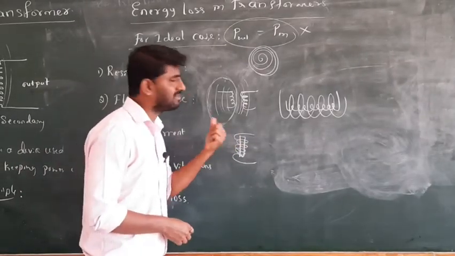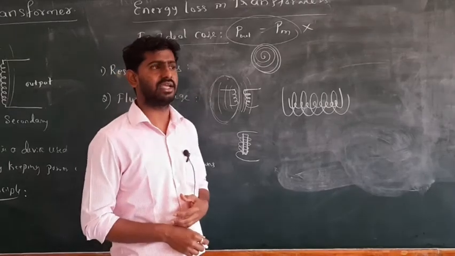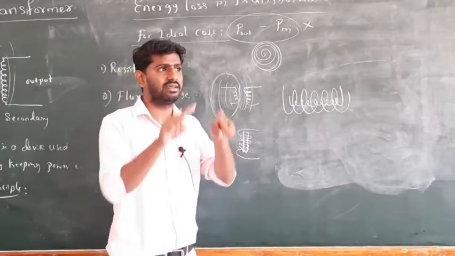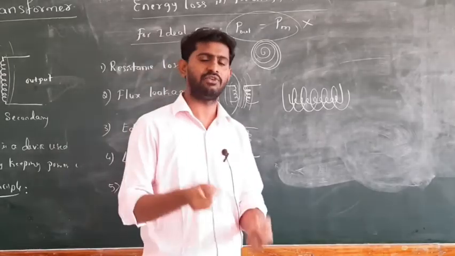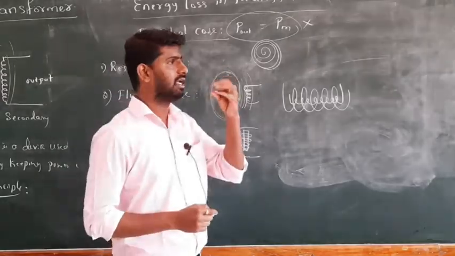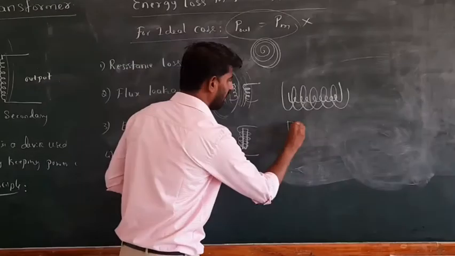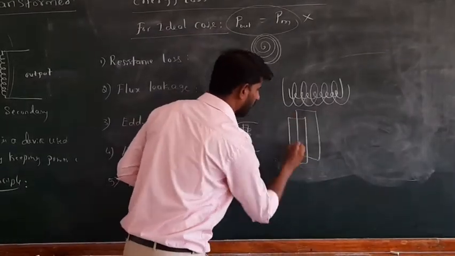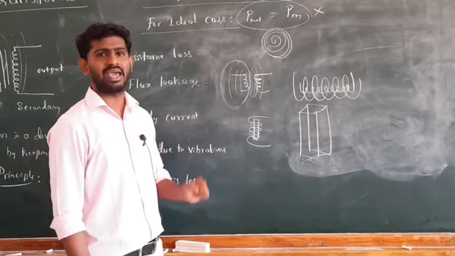Okay, we can minimize this one also. So how can we minimize it? See, eddy current depends on the flux and the surface area. So if you minimize the surface area, you can minimize the eddy current. So how? Instead of taking a solid iron core, we take strips of iron pieces.